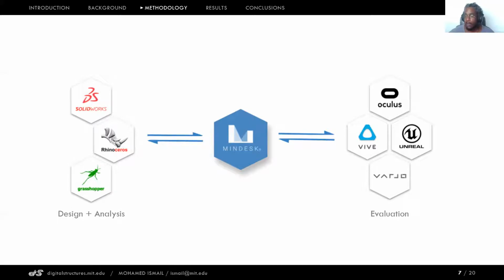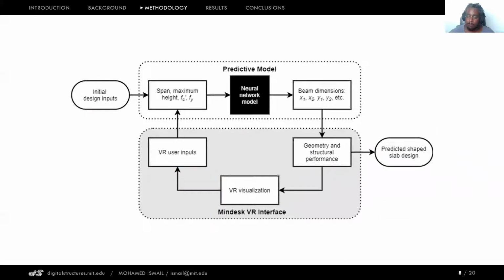For instance, allowing a real-time interaction between the designer and the model, which then gives immediate evaluation and visualization during the design process and not after. The framework of this work looks like this. It takes the initial design inputs from the user. It uses a trained neural network model to predict the ideal geometry of a shaped concrete slab and visualizes it in VR using Mindesk's platform.